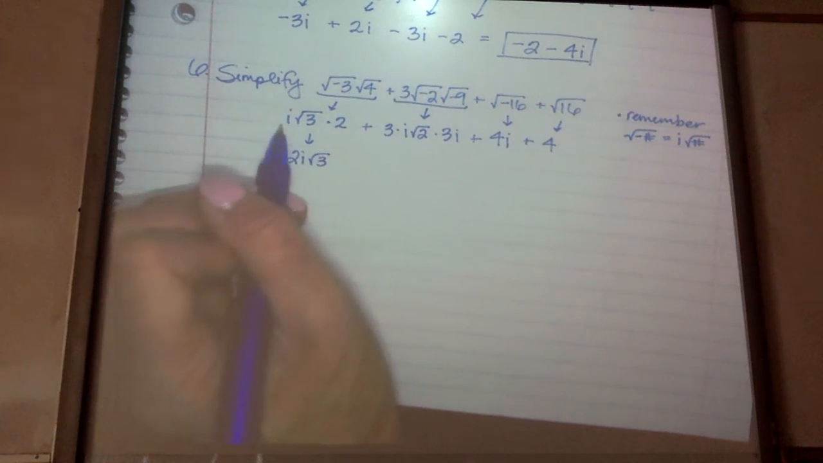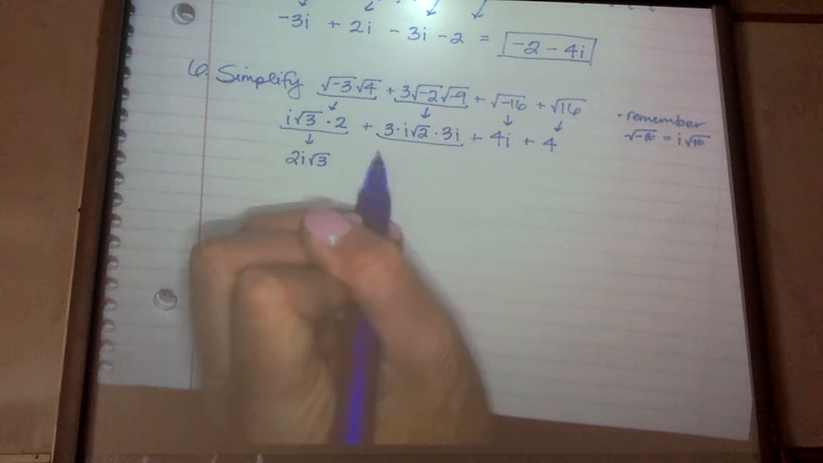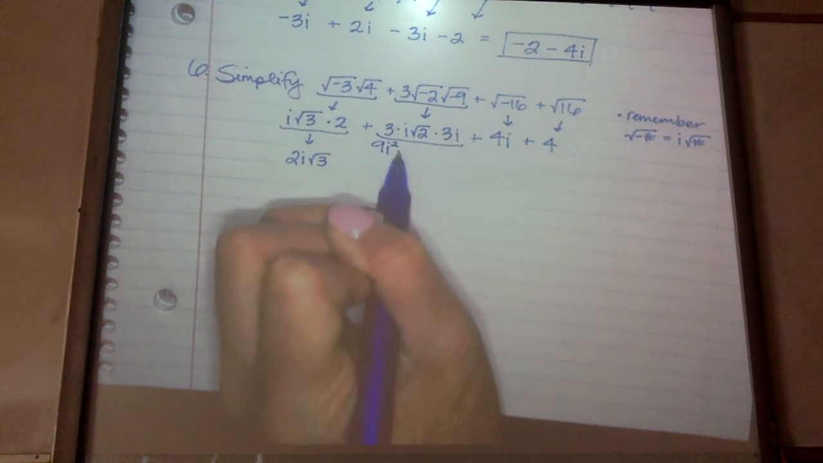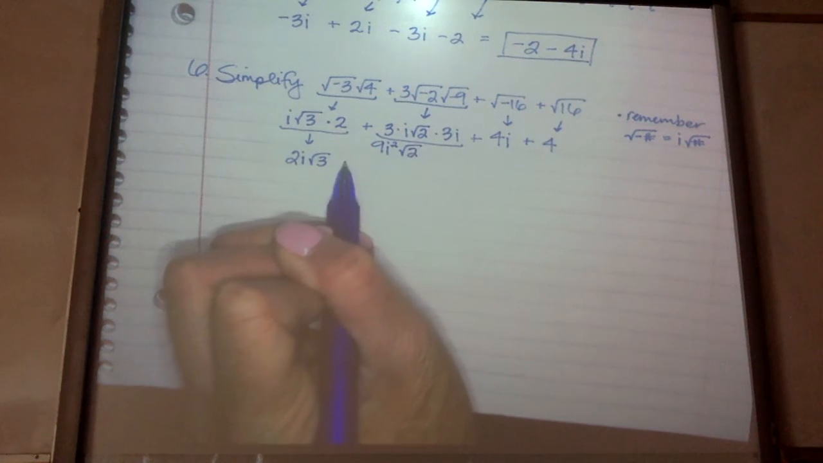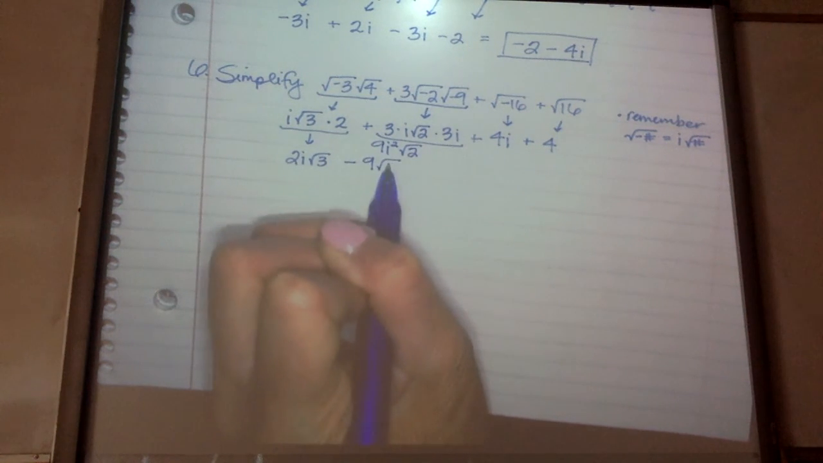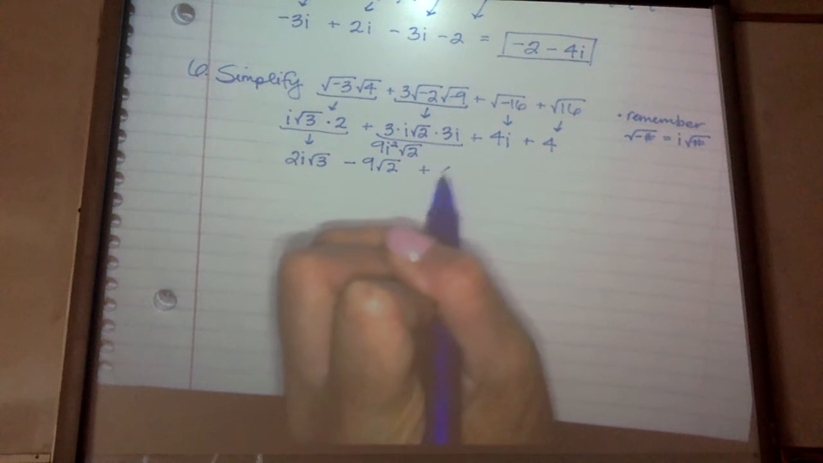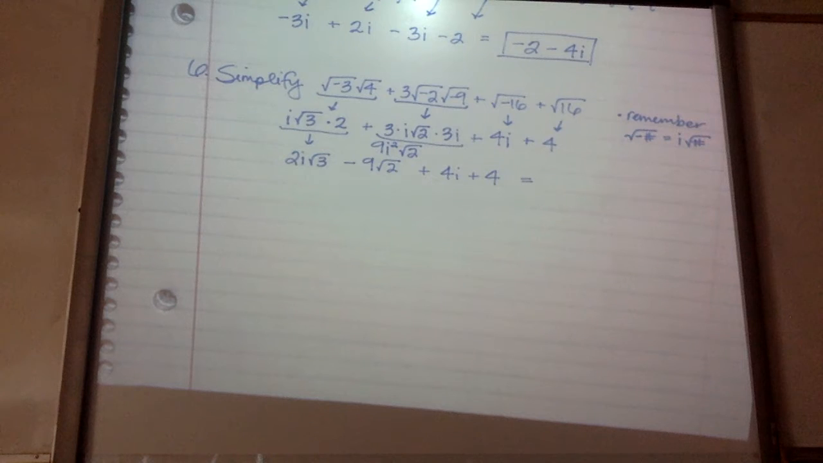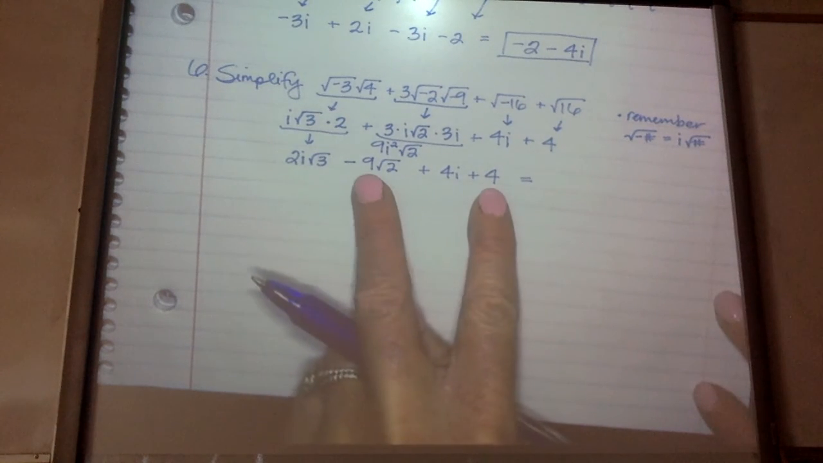This next term becomes 9i squared root 2. So that's going to become a negative 9 root 2 plus 4i plus 4. Now, I can't combine any of that. There are ways the book brings out what's in common, but I'm not even going to bother with that. None of that can be added together, but I will write the real part first.